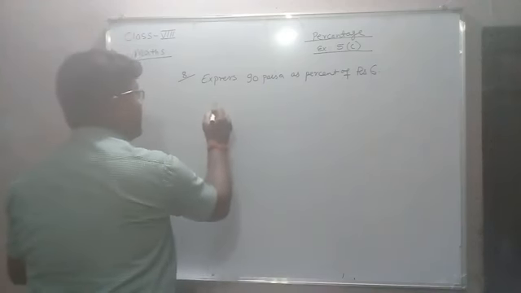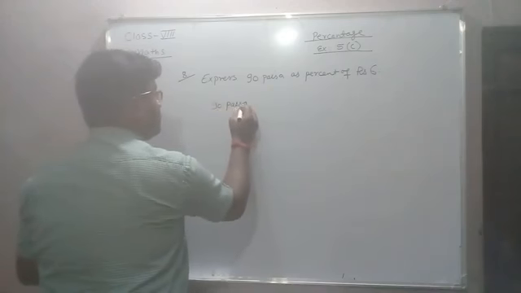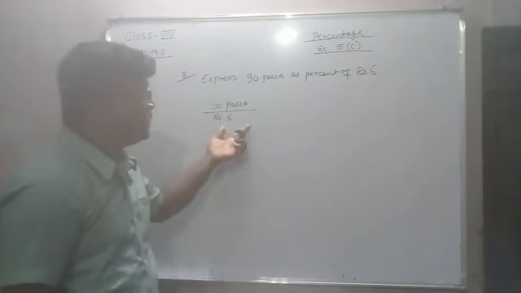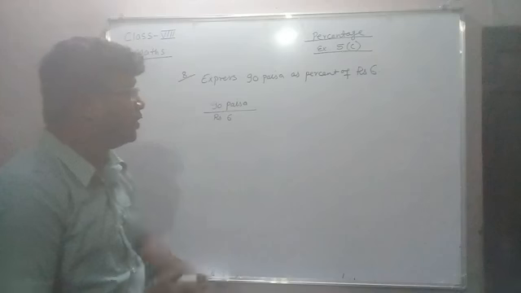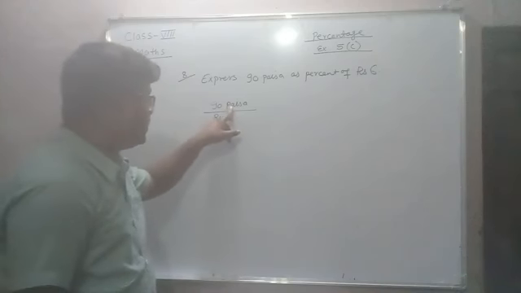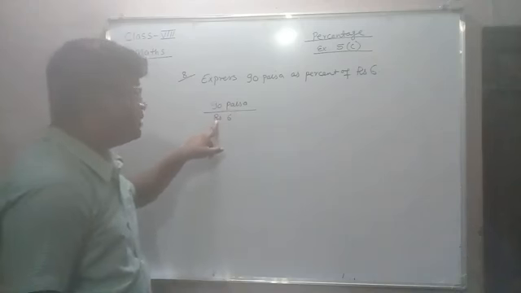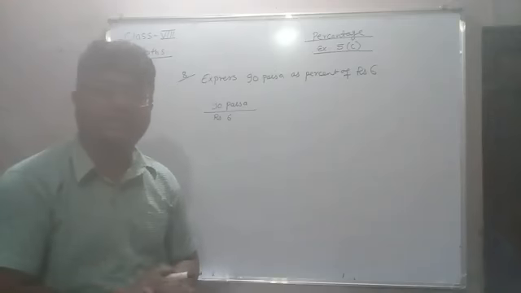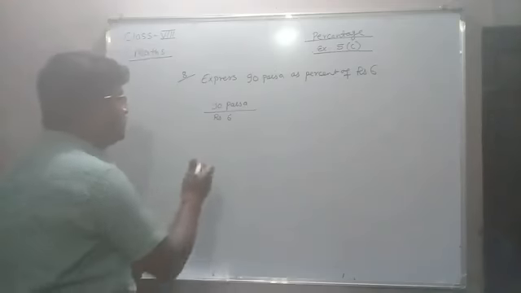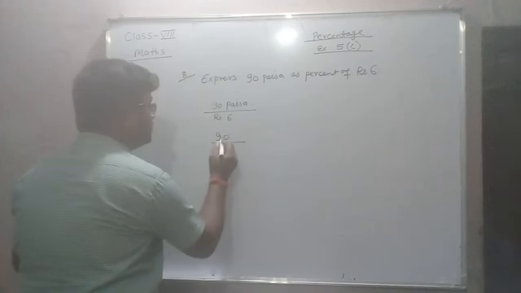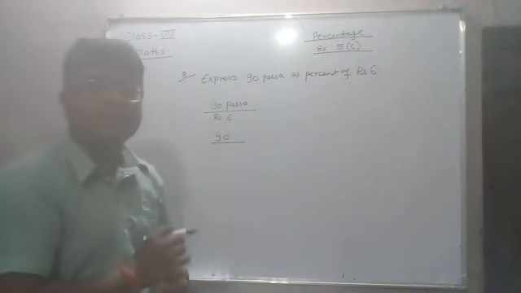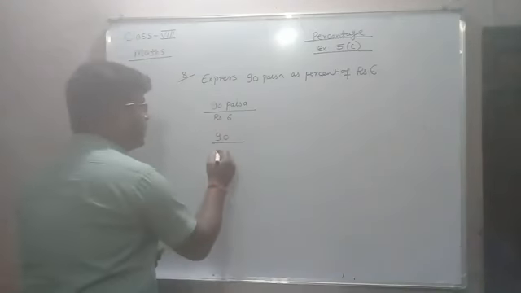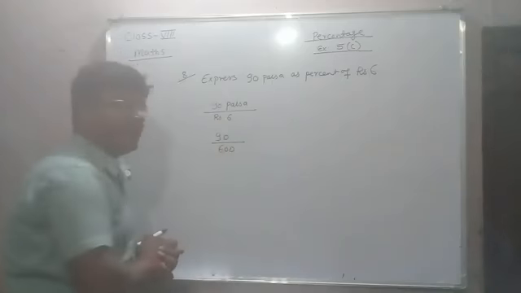So 90 paisa upon ₹6, we have made a fraction. But one thing we have to consider: if the numerator is in paisa and the denominator is in rupees, they must be in the same unit, either rupees or paisa. That is your choice. I will change 6 rupees into paisa. 1 rupee is equal to 100 paisa, so 6 rupees is equal to 600 paisa. So paisa and paisa will be cancelled.